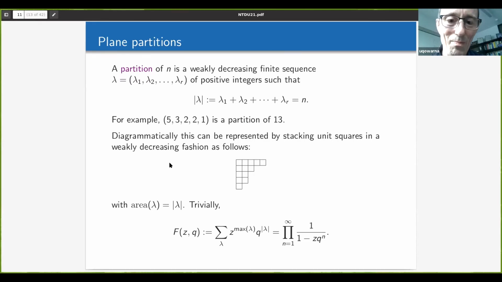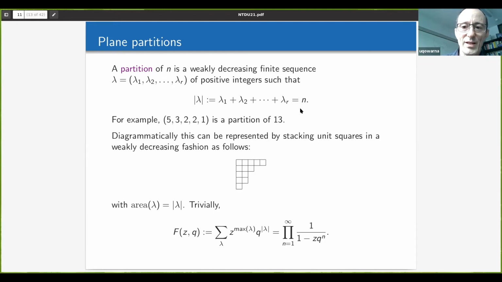Okay, so I'm going to go back to just some elementary partition theory. Hopefully everyone knows what a partition is. It's just a sequence of non-negative integers that is weakly decreasing. And here I have an example of a partition: 5, 3, 2, 2, and 1. So that would be a partition of the number 13. I like to think, certainly for this talk, of a partition as just the stacking of some unit squares here. So 5 is just 5 squares in the first row, then a 3 is 3 squares in the second row, and so on.